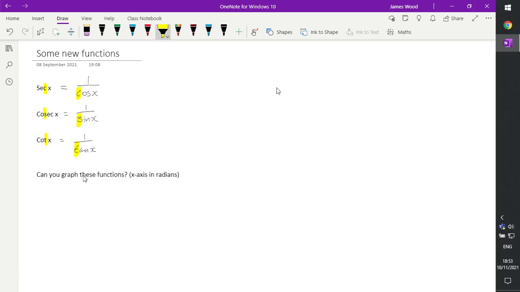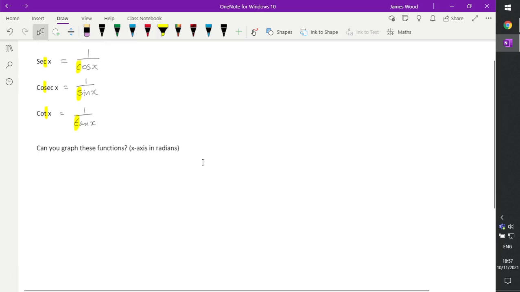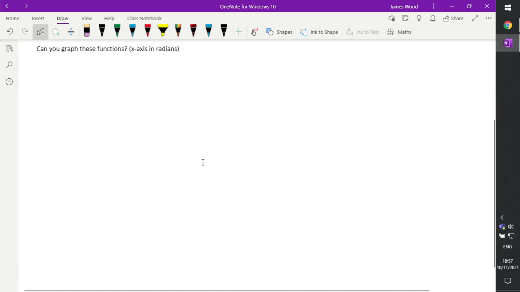Now, the next thing I want to think about is what the graphs of these functions look like, because we already know what sine, cos, and tan look like. So let's try and work out what 1 over each of those functions looks like. So we're going to look at sec x first. And actually, I'm just going to plot these in degrees first, just because people tend to be more comfortable with degrees, but you can obviously plot them in radians yourself afterwards. So sec x is 1 over cos x. So to plot this, I'm just going to look at the graph of cos x first of all.